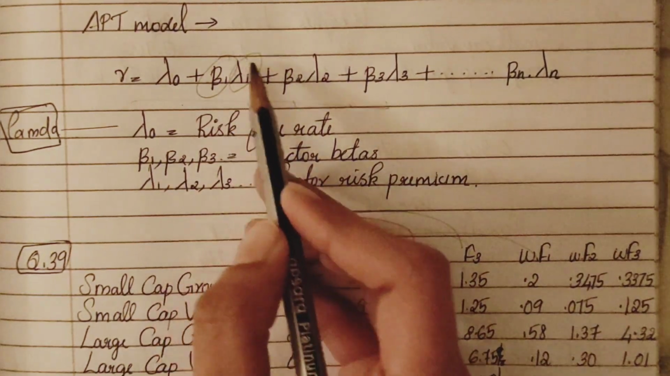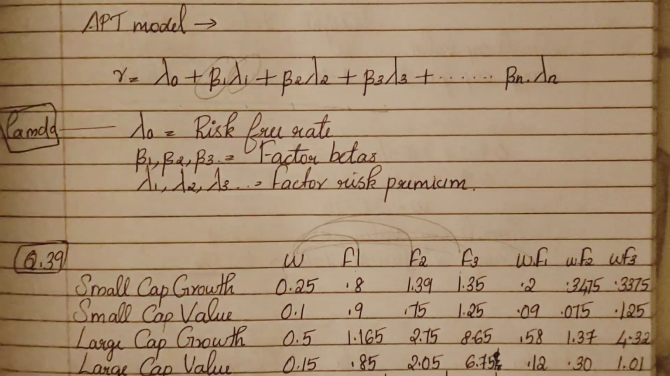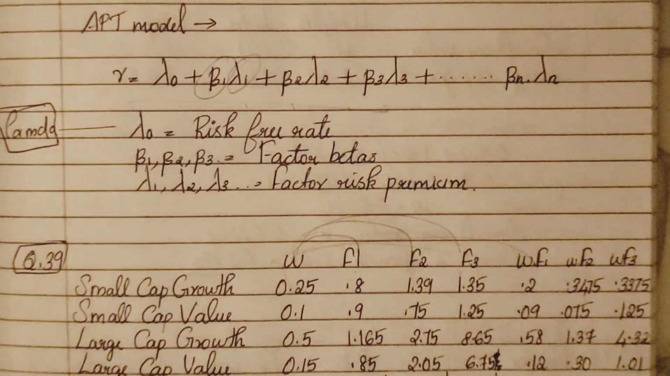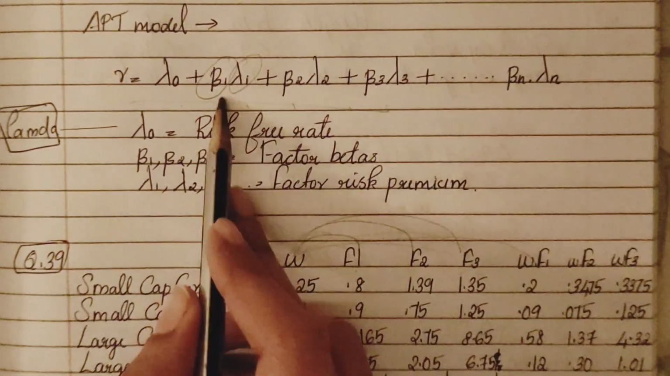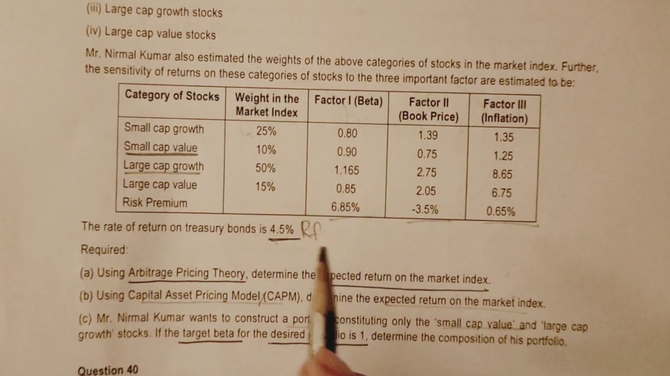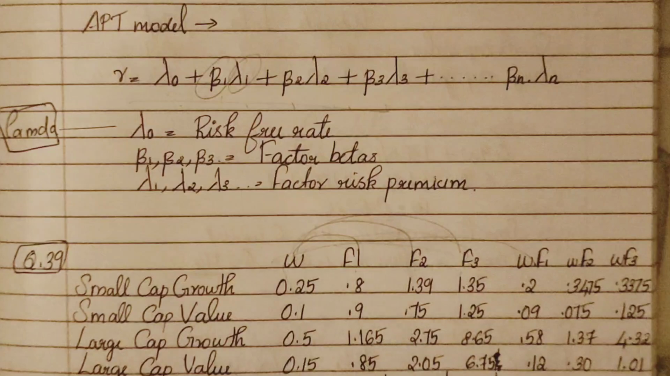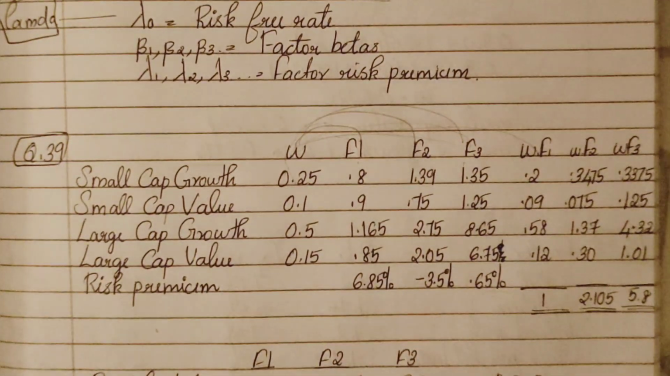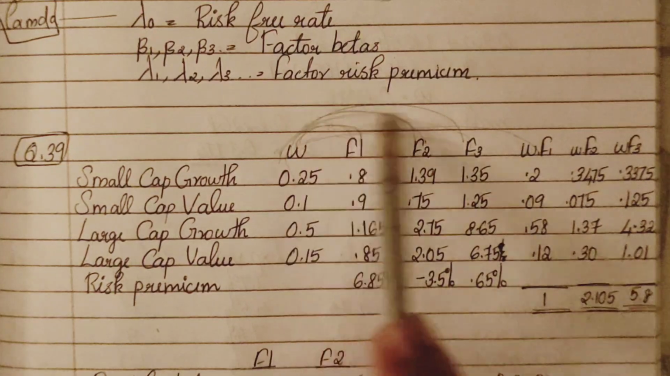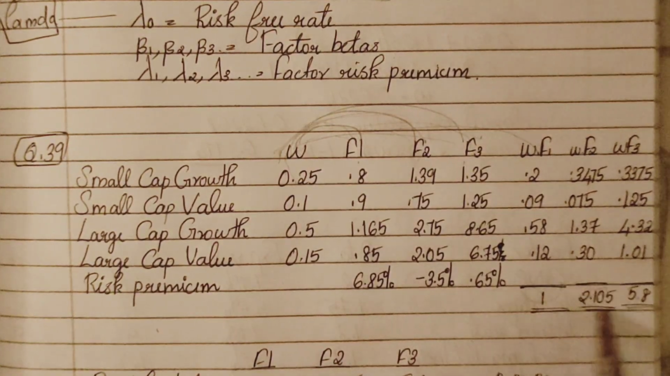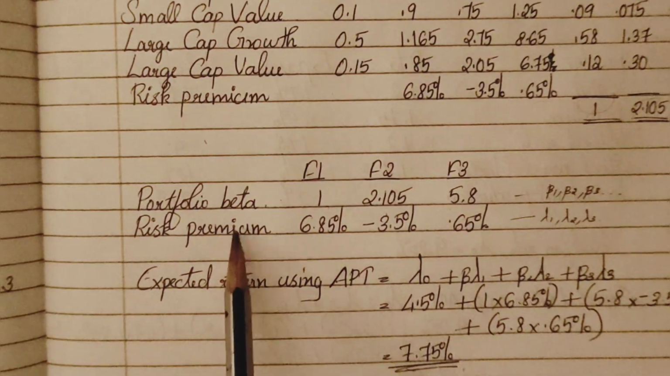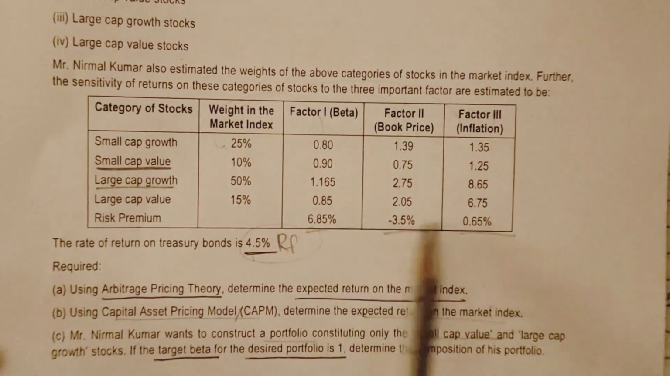Then we need to find lambda. Lambda is already given in the question. Lambda is the risk premium: 6.85, minus 3.5 and 0.65. So beta is given, lambda is given, and lambda 0 is the risk-free rate, 4.5, which is also given. So first let us compute beta: weight into F1 beta, weight into F2 beta and weight into F3 beta. Then total, you get the portfolio beta, then portfolio lambda is the risk premium.